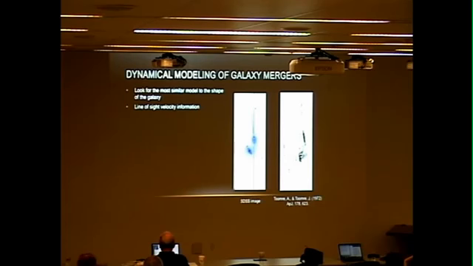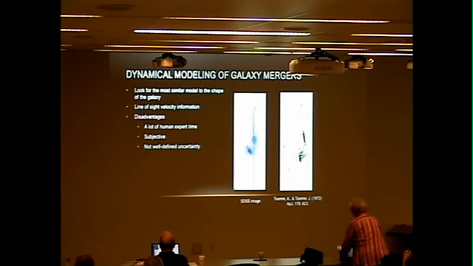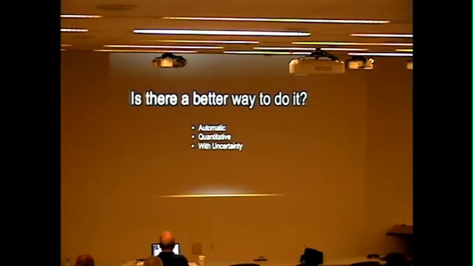So this visual matching has some disadvantages. It needs a lot of human time to go over all these different models with different parameters to find the best model. It is subjective. It depends on who does this matching, and it doesn't have a well-defined uncertainty. So the question we are asking here is: is there a better way to do this?